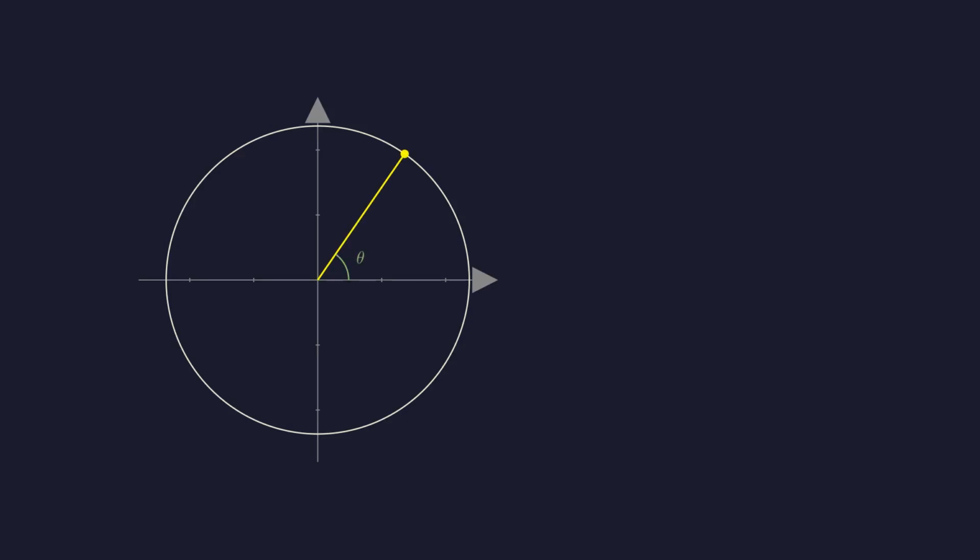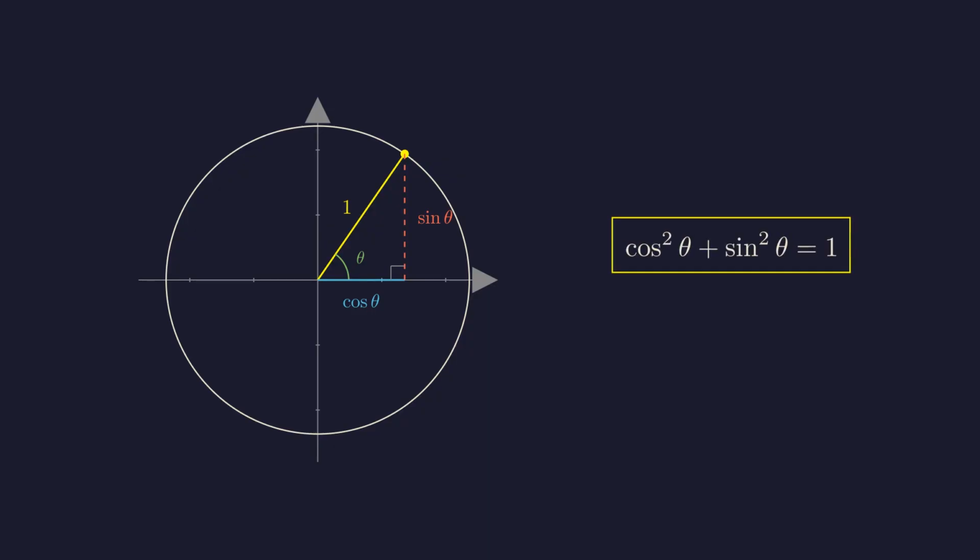Back to the unit circle. Look at this right triangle inside it. The hypotenuse is 1, the legs are cosine theta and sine theta. Pythagoras says cosine squared plus sine squared equals 1. The Pythagorean identity is literally just Pythagoras on the unit circle.